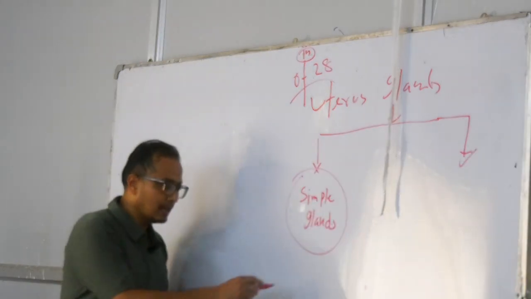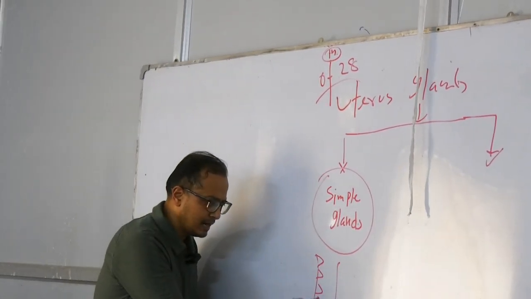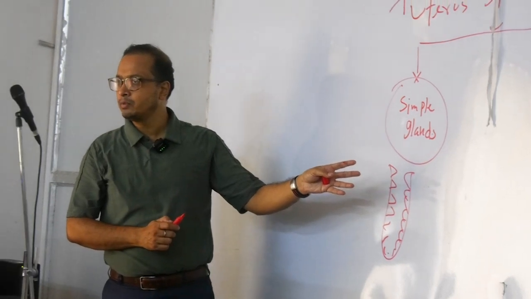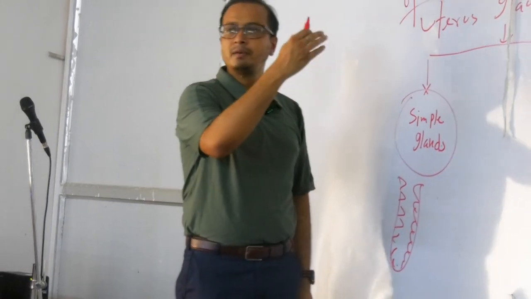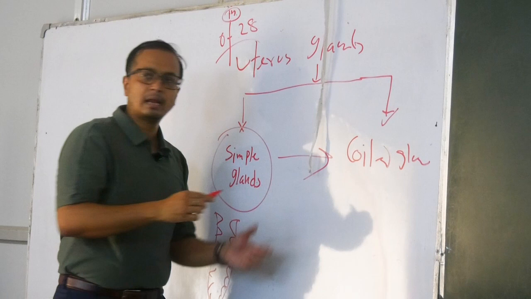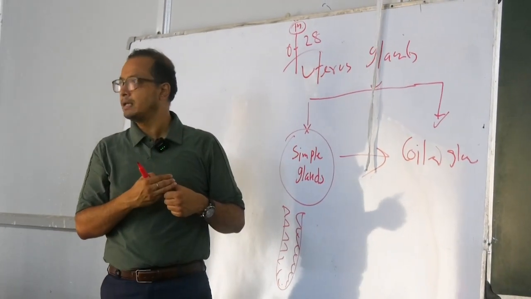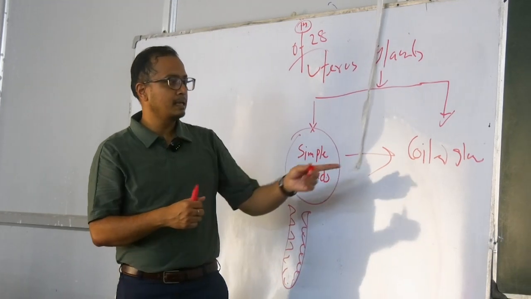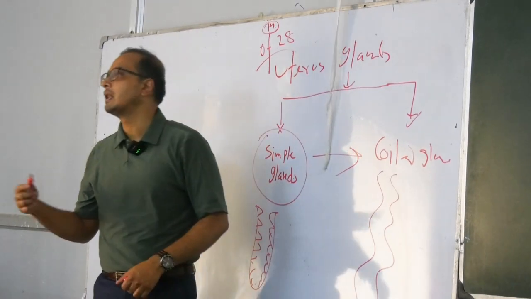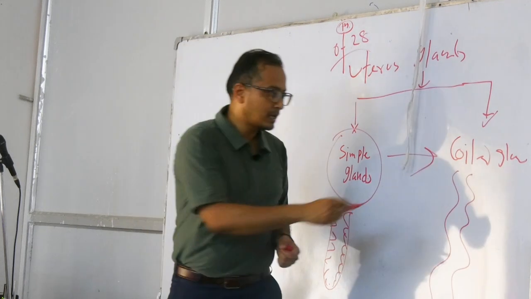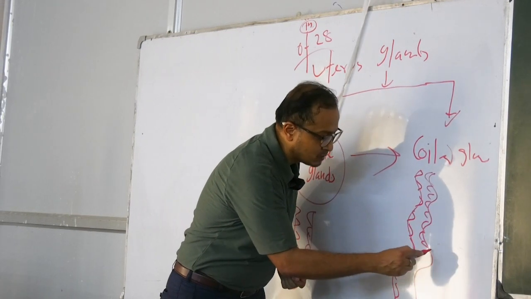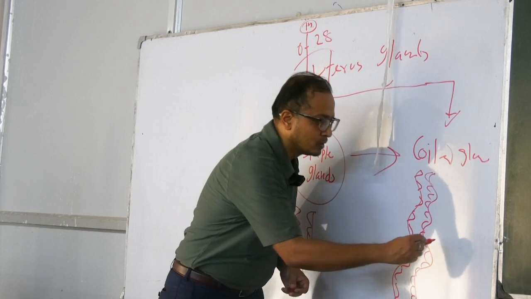Now, the simple glands look like this, lined by columnar to cuboidal epithelium. With the influence of the hormones estrogen and progesterone, this simple gland becomes complex. We call them coiled. In the later phase of this uterine cycle, it becomes coiled, and the gland looks like this. We call this spiraling of the glands. It looks like a spiral, and the gland cells look very thick and tortuous.